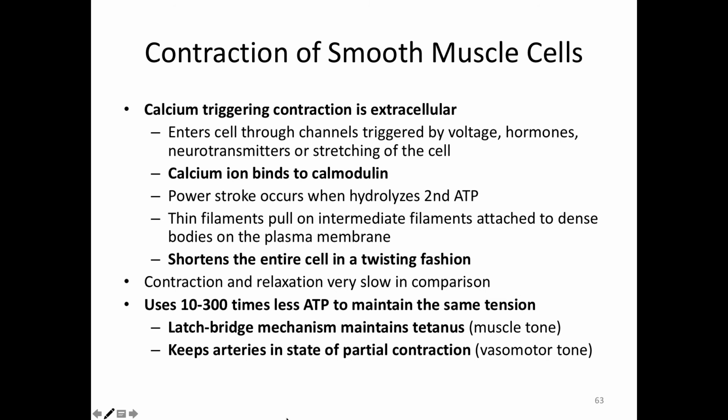We're not going to get super in-depth into the contraction of smooth muscle because it's way more complicated than skeletal muscle, but I do want to give you a flyover view of how this works. The calcium triggering contraction is extracellular, and that enters the cell either through voltage-gated channels or hormones or neurotransmitters or stretching. So there's a variety of mechanisms. We're not going to go into the individual physiology of each. Regardless, though, the fate of that calcium is to bind to not troponin, but calmodulin. Cal equals calcium.